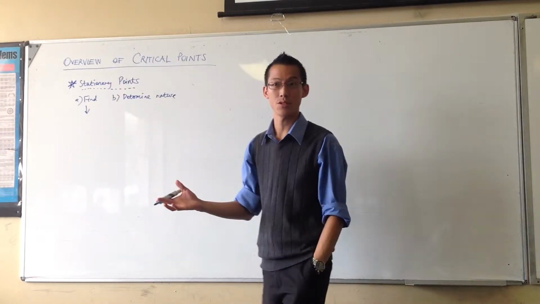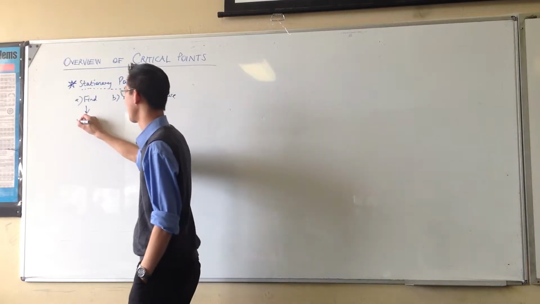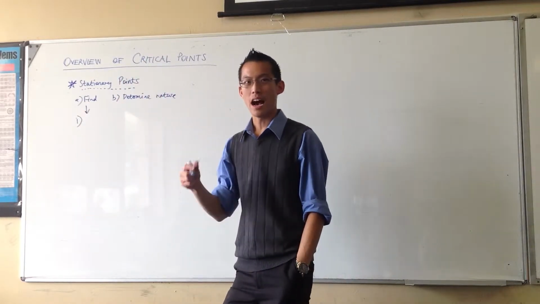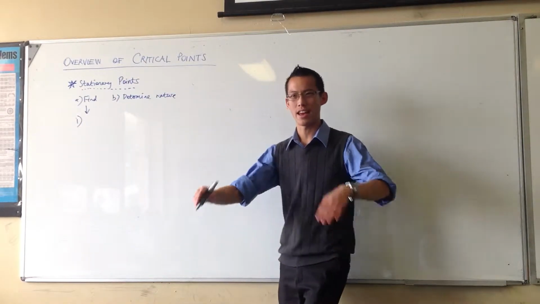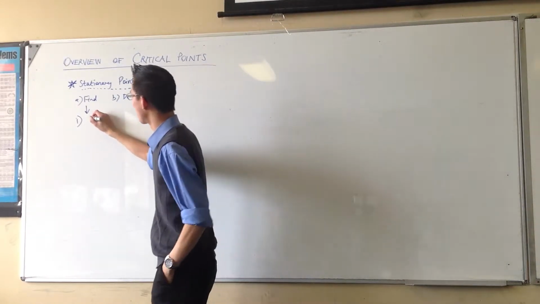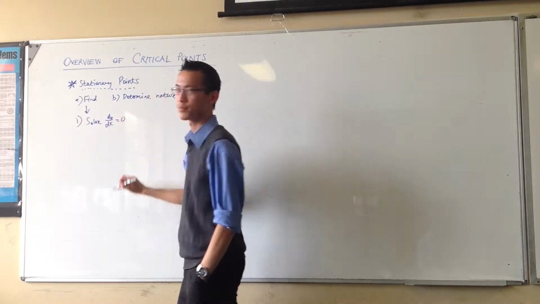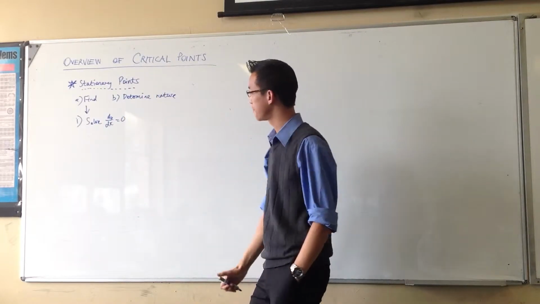Okay, what do we do? Stationary points. What's the first thing we have to do? A stationary point is defined by it having a horizontal tangent, so the gradient at that point is 0. So what you want to do is solve dy/dx equal to 0. You solve that, you're going to find it.